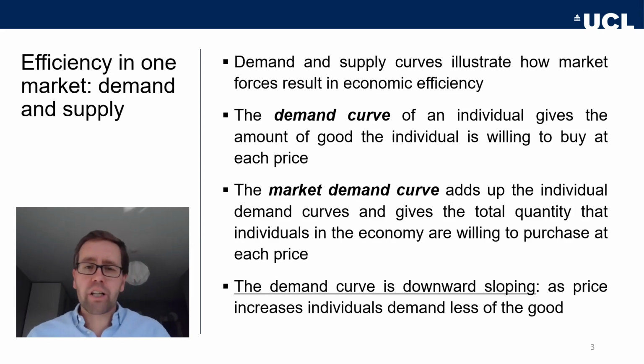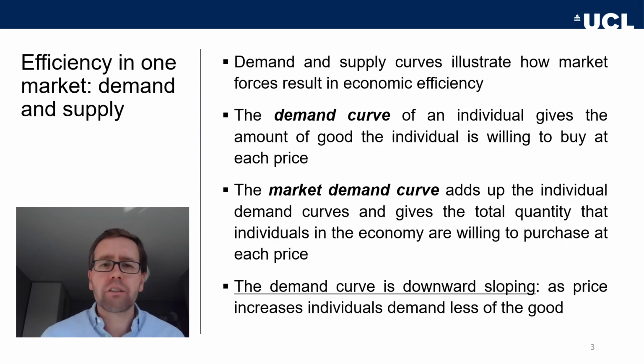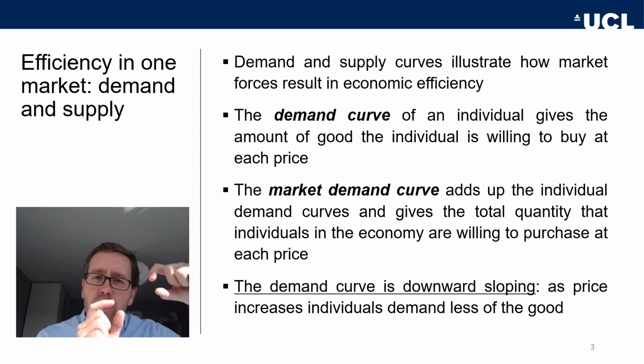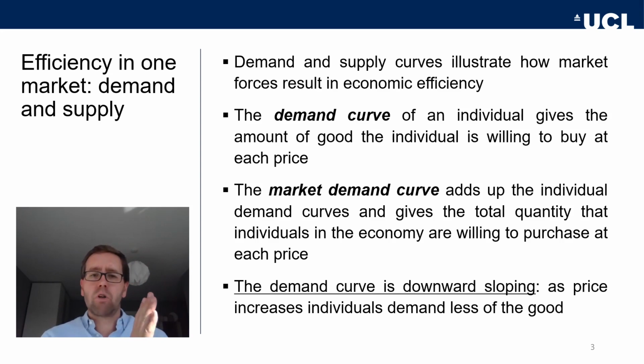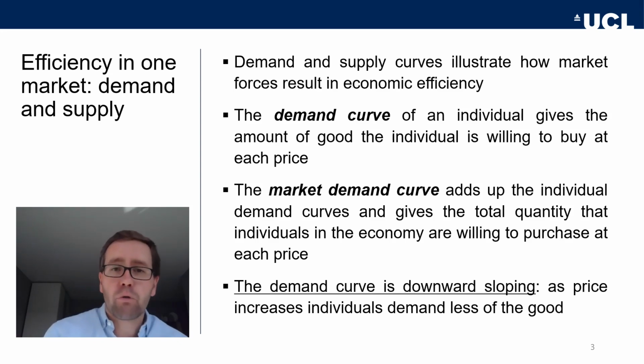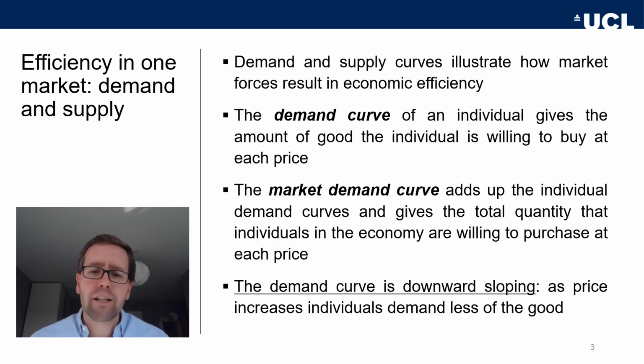Now, individually, that can look quite lumpy. Maybe I stop buying coffee altogether if it is too expensive. But we can add up all our individual demand curves into what is called a market demand curve. The market demand curve adds up all these individual demand curves of all the people in the market and gives us the total quantity individuals in the economy are willing to purchase at each given price. Okay, and if we put quantity on the x-axis and the price on the y-axis, then the demand curve is downward sloping. As the price increases, demand falls.